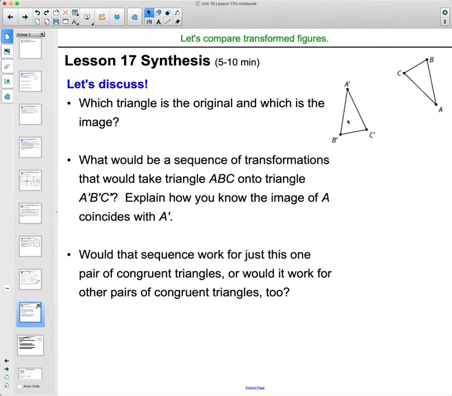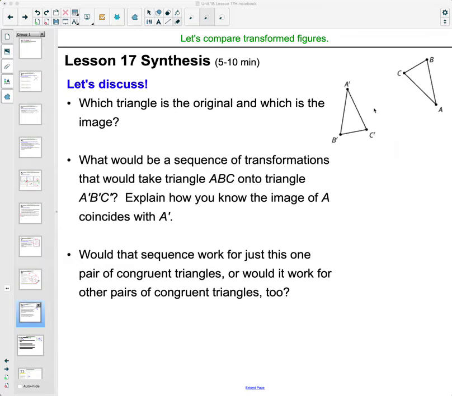So which triangle is the original shape here and which one is the image? Okay, so you can tell the original because it doesn't have the little primes next to it. So right here, A, B, C, this is the original. What would be a sequence of transformations that could take A, B, C onto A prime, B prime, C prime? Explain how you know the image of A coincides with A prime. So I'm just going to erase this here.